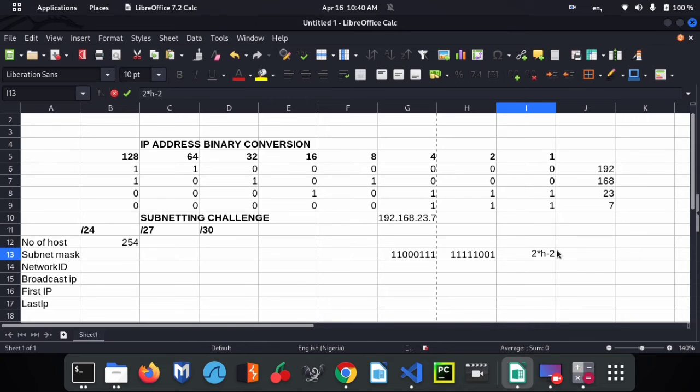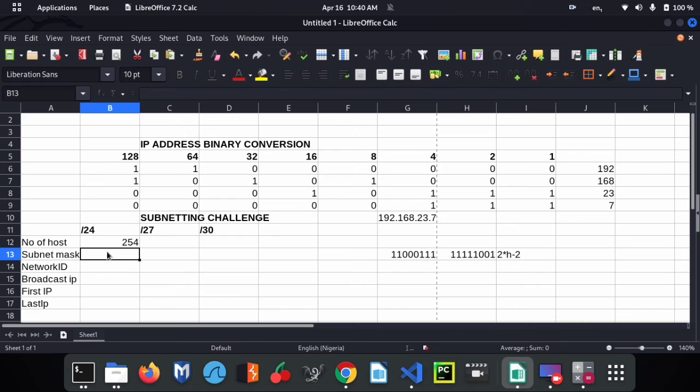So if you're looking at the binary, this is usually how you go about it, right? It's going to be 2 raised to the power of whatever available host bits you have, minus 2. So this gives you the available hosts.